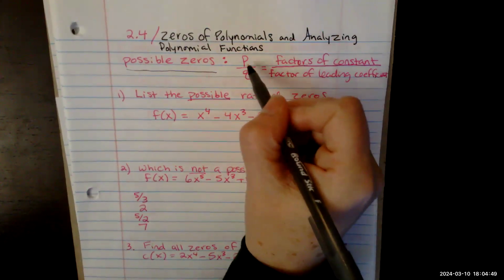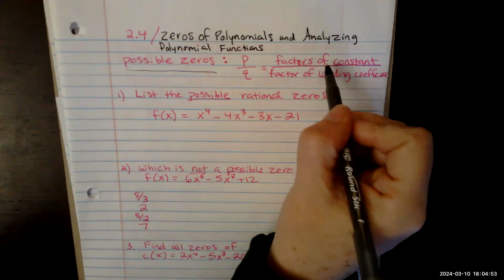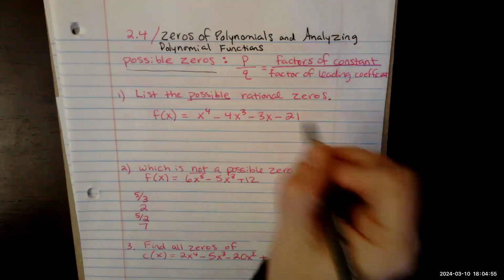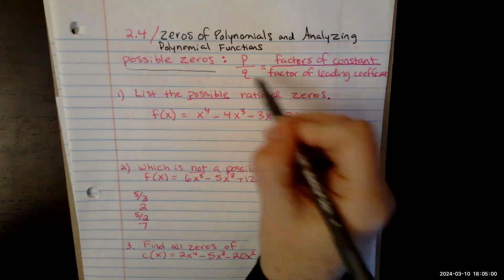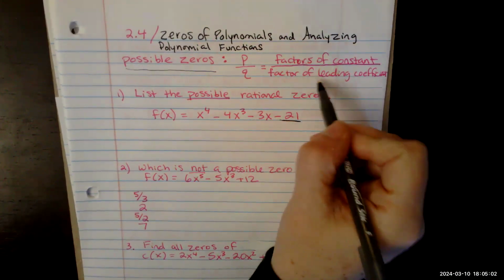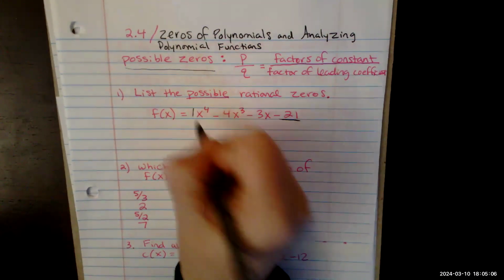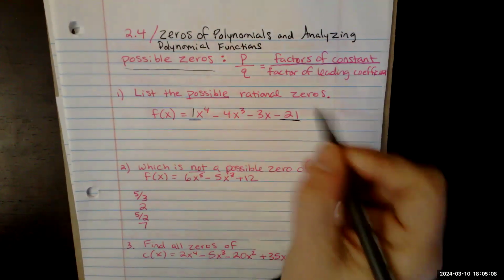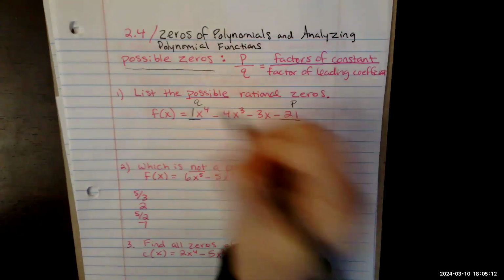So P over Q is the formula, and P is factors of the constant. So remember, the constant is the number that does not have an X with it. And Q comes from the factors of the leading coefficient. So what number is in front of the highest power? So in this case, 21 or negative 21 is my P and 1 is my Q.